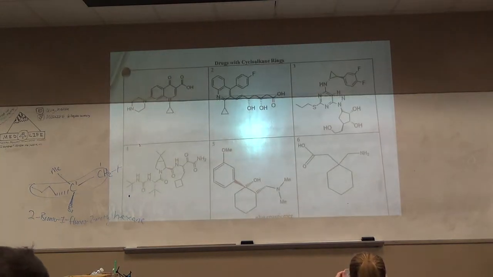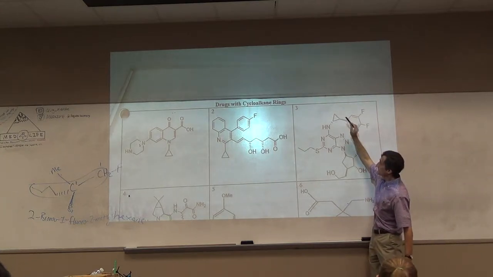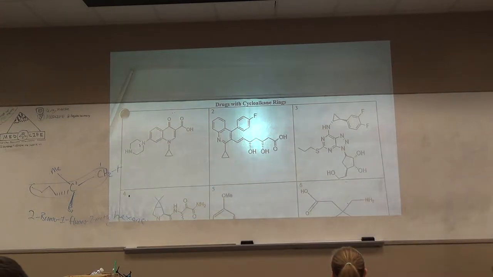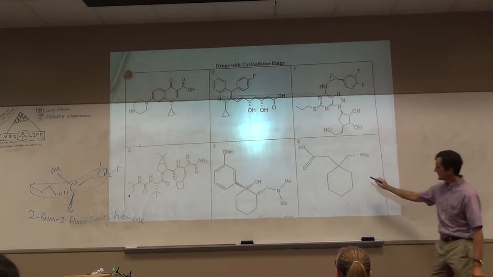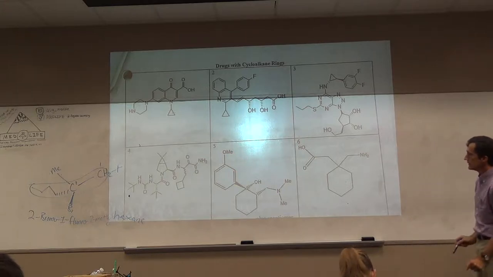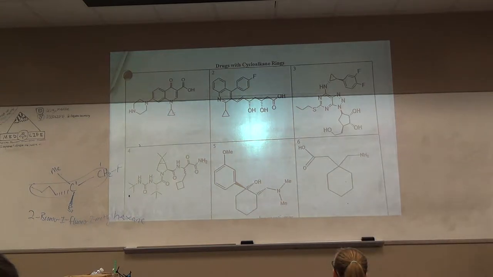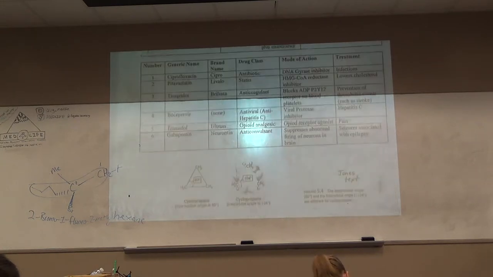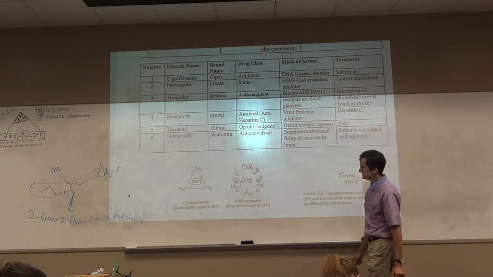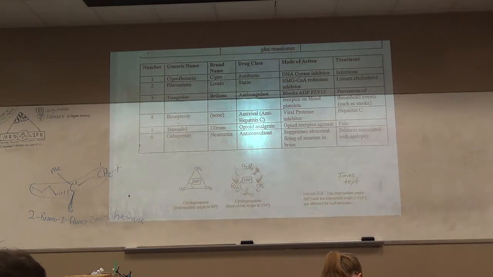This just shows some drugs with cycloalkanes, like a cyclopentane, cyclopropane. Lots of drugs contain cyclopropane. Here's a nice cyclohexane with two substituents on the same carbon. Here's a nice one with three substituents, 1, 2, and 3. There's a little comment about this three-membered ring down here. That's where I alluded to. But actually, the sigma bond is not head-to-head. It's a little bit not so head-to-head.